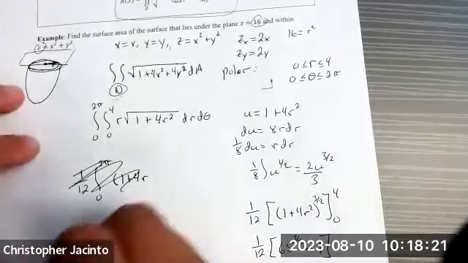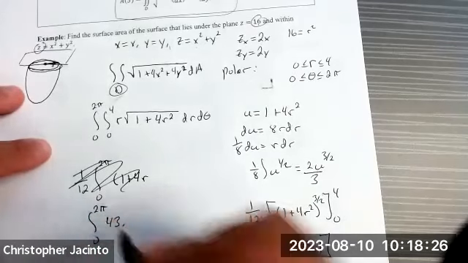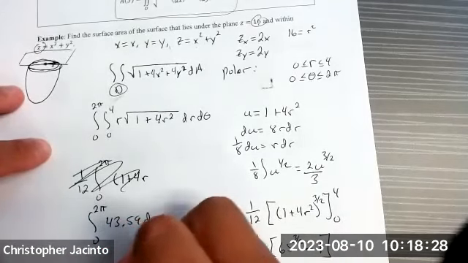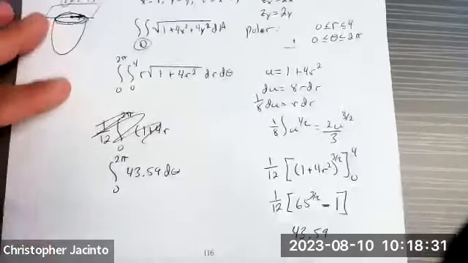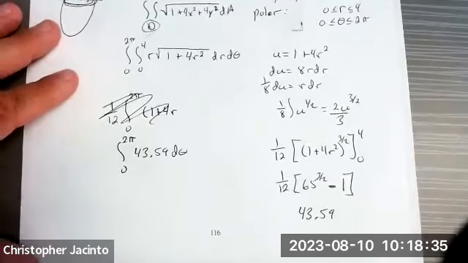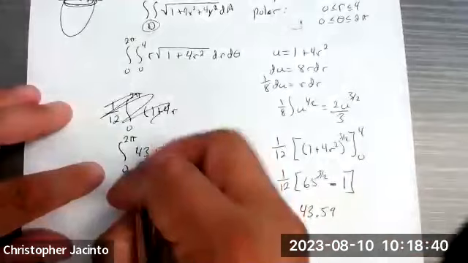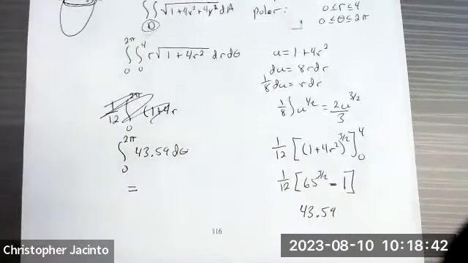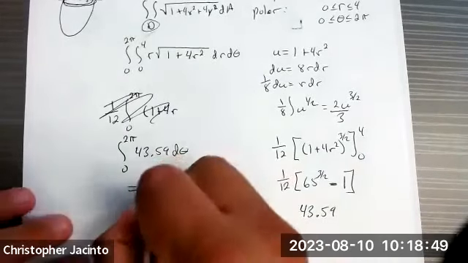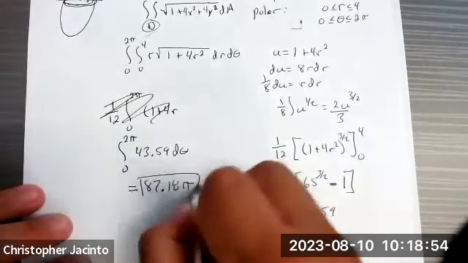So now it becomes the integral from 0 to 2 pi of just that number, d theta. That's a simple integral, so I just double it. So 43.59 times 2 pi, which is 87.18 pi. And there we go.